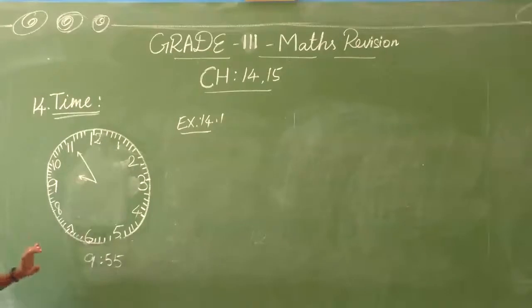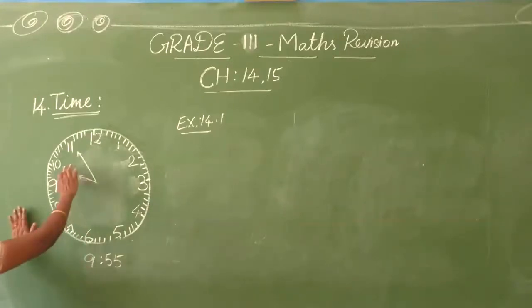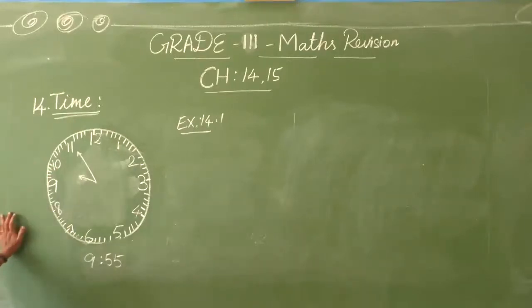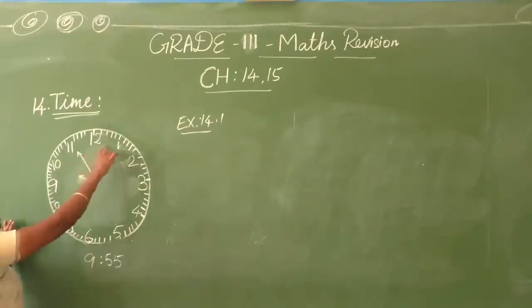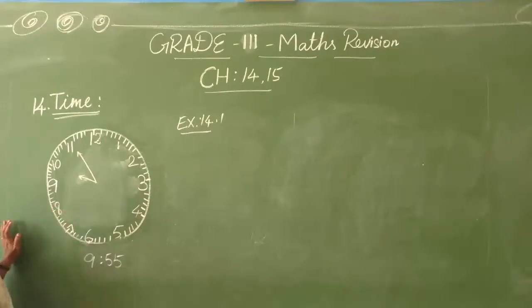Understood, children? See how I drew that the short hand is not exactly at 10. It is a little bit lower than 10 only. So you have to consider that it is 9 o'clock. If you consider the longer hand, it is at 11 exactly. So we can tell the longer hand is covering 55 minutes because 11 5s are 55, no? So 11 numbers it has crossed. So now the time is 9 hours 55 minutes.